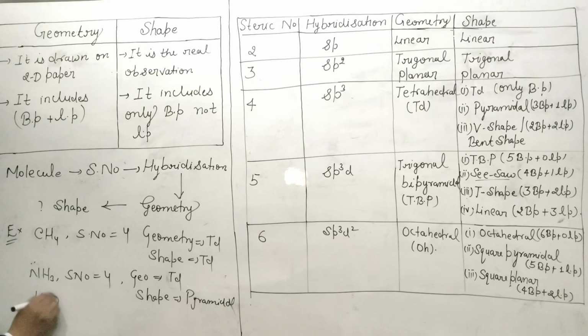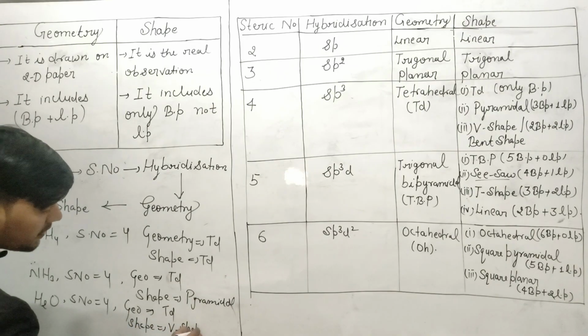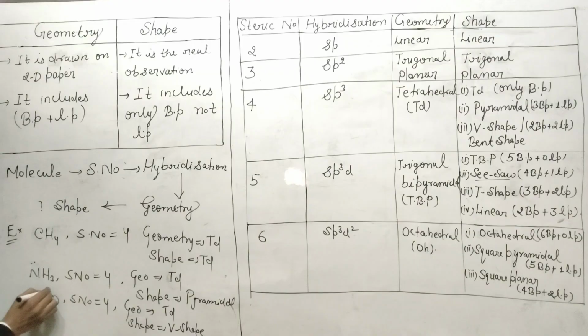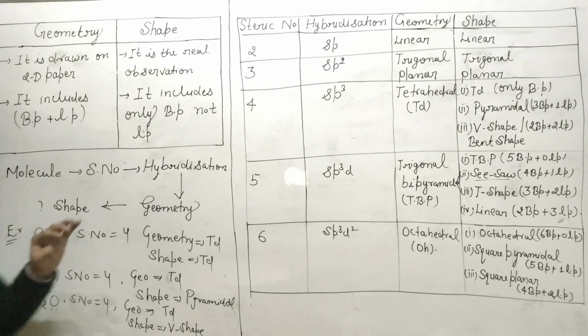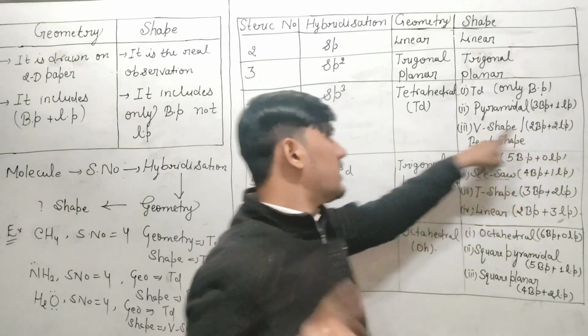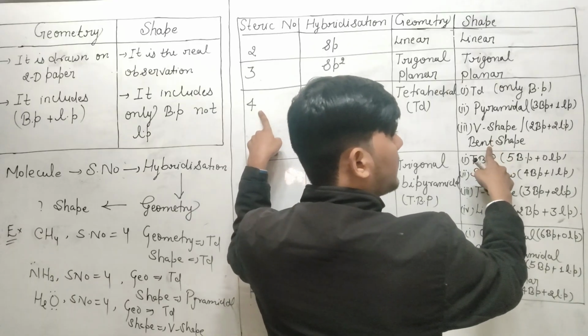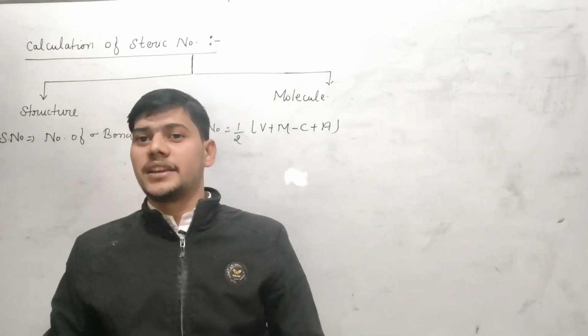H2O. In H2O, the steric number is also 4 and the geometry of the H2O molecule is tetrahedral, but the shape of the H2O molecule is V shape. Because in H2O the oxygen atom contains 2 lone pairs and 2 bond pairs, so it is the case of 2 bond pairs plus 2 lone pairs and steric number 4, so its shape will be V shape or bent shape.